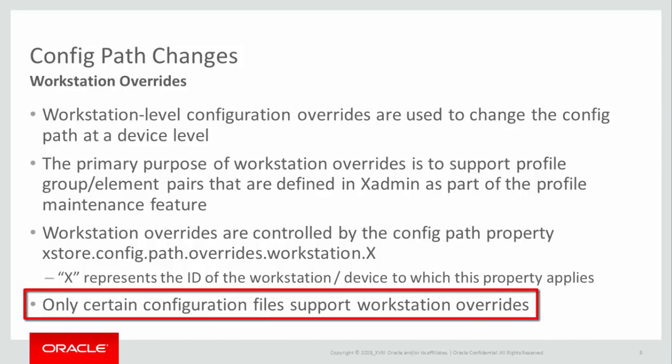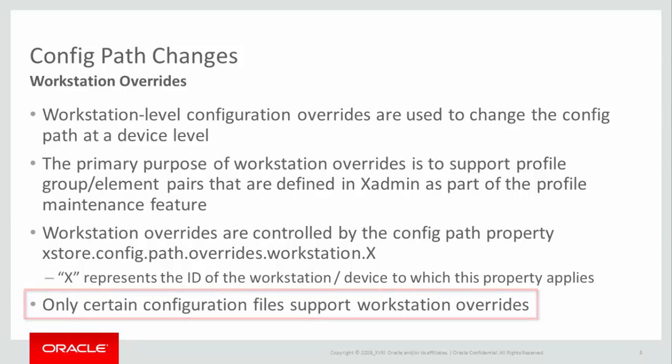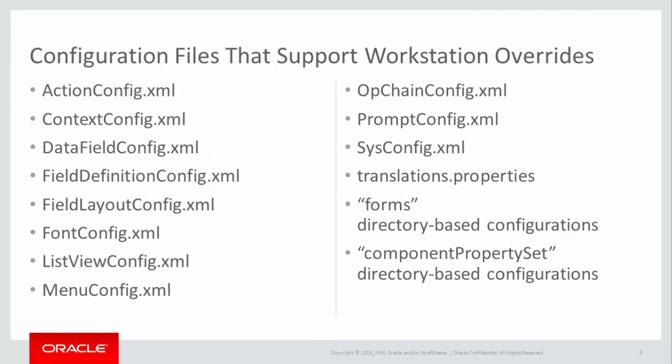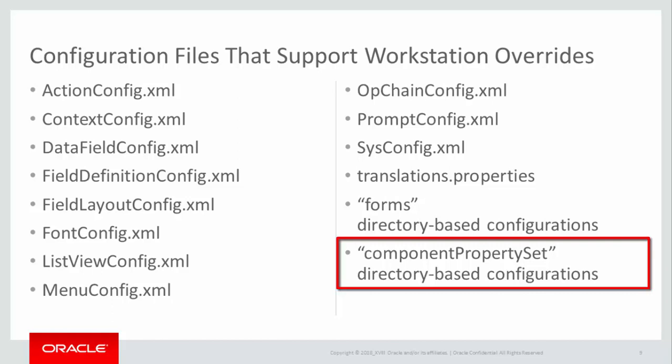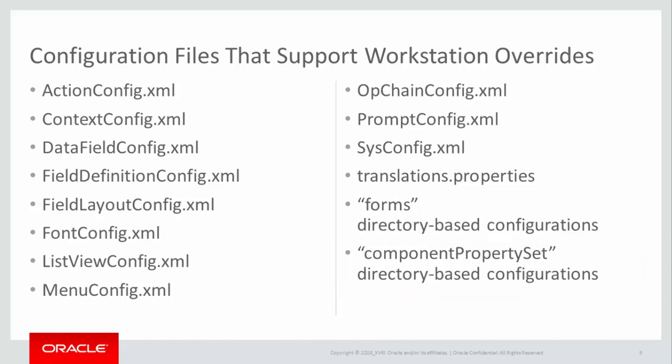Only certain configuration files in XStore support workstation overrides. Here are the files that support workstation level overrides: actionconfig.xml, contextconfig.xml, datafieldconfig.xml, field definition config.xml, field layout config.xml, font config.xml, list view config.xml, menu config.xml, opchain config.xml, prompt config.xml, sysconfig.xml, translations.properties, forms directory-based configurations, and component property set directory-based configurations. All other XStore configuration files cannot have workstation-level overrides.